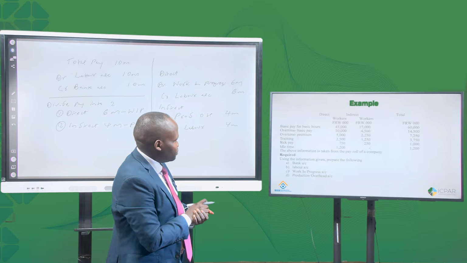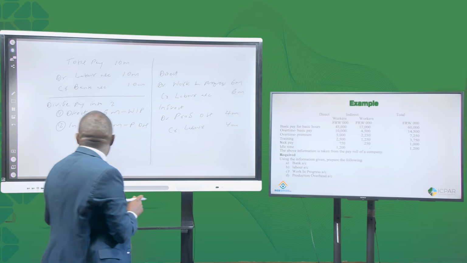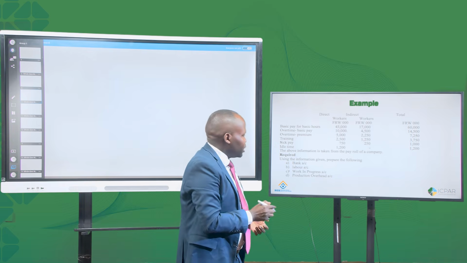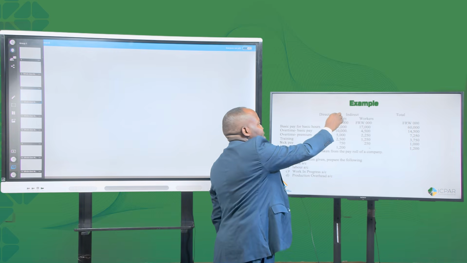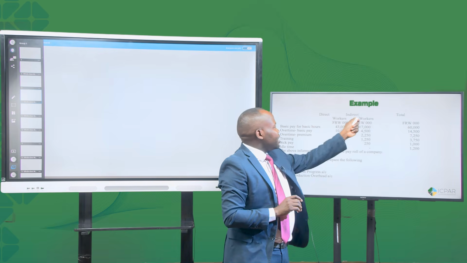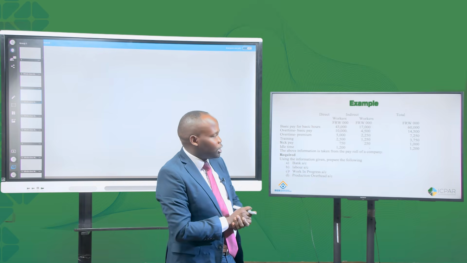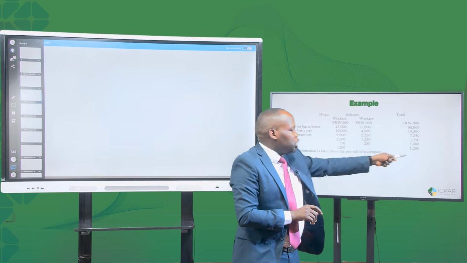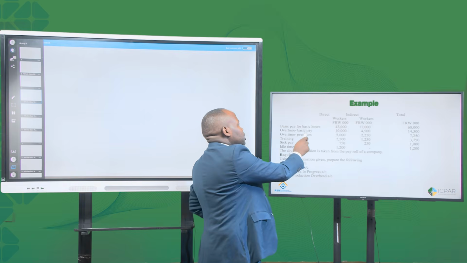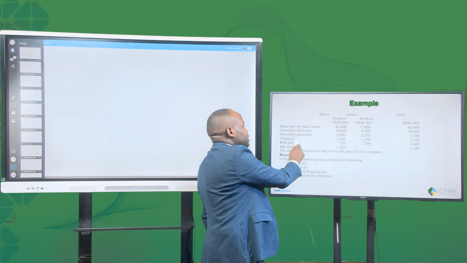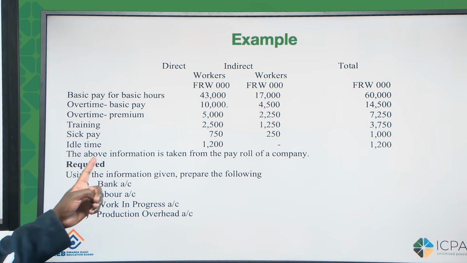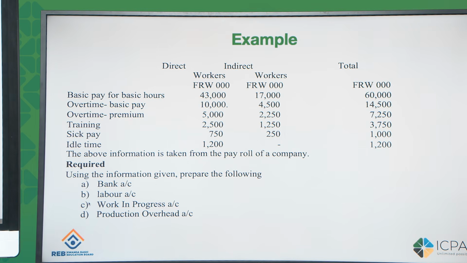Let's look at an example. We have two groups of workers, direct workers, who are also known as direct employees, and indirect workers or indirect employees, and then their total wage bill, what is paid to all of them. So what is paid to these employees? Basic pay for standard hours, overtime basic, overtime premium, training costs, sick pay, idle time, etc. The above information is taken from the payroll of the company.